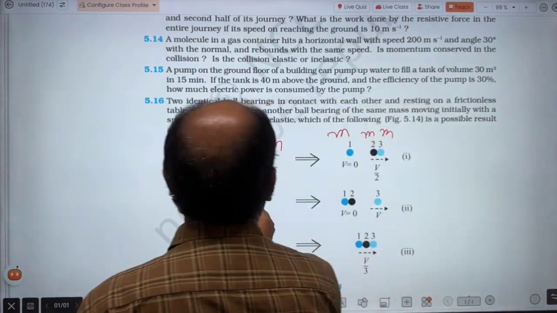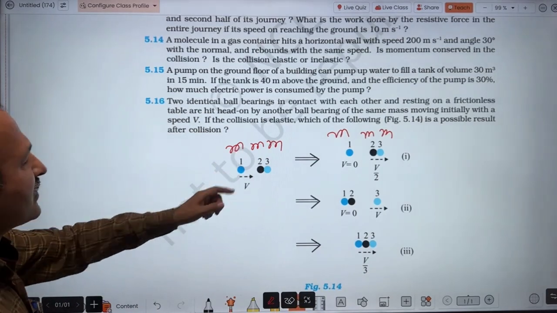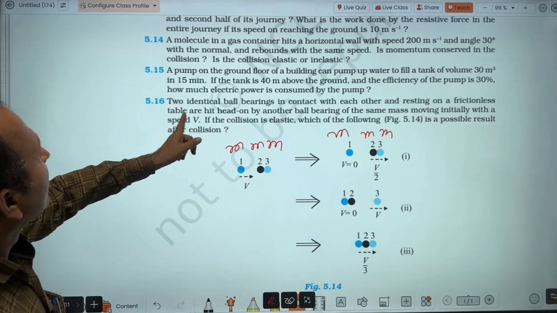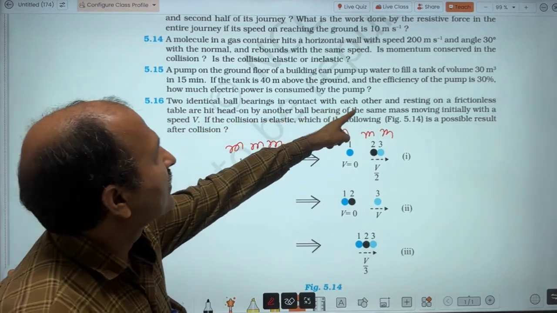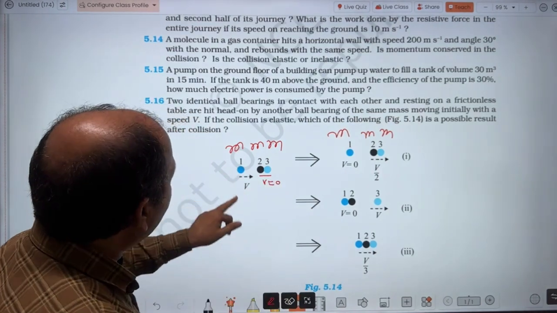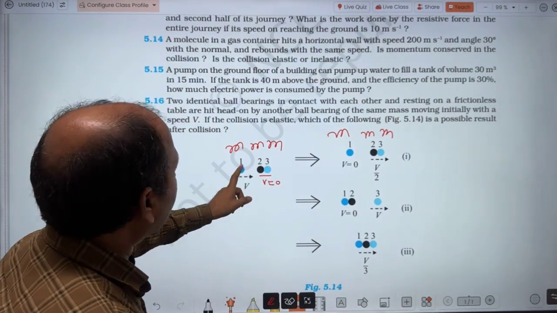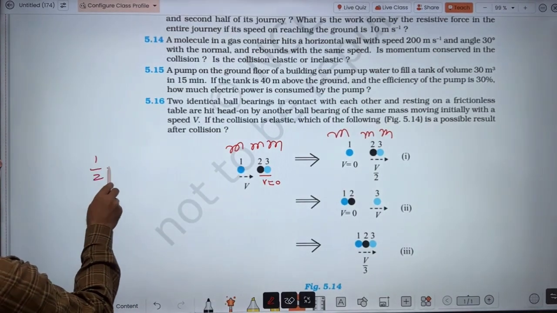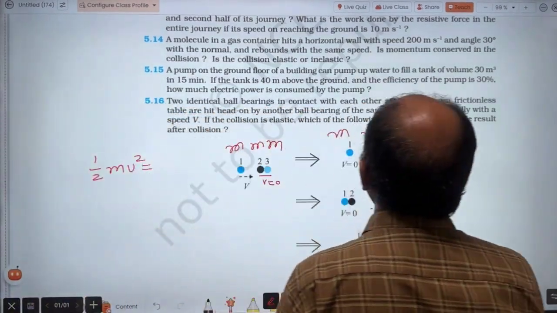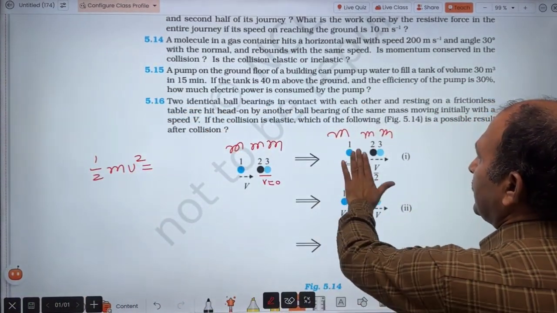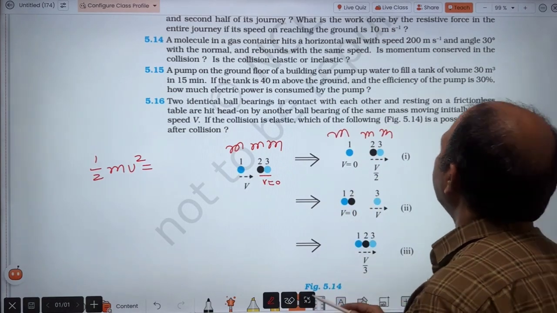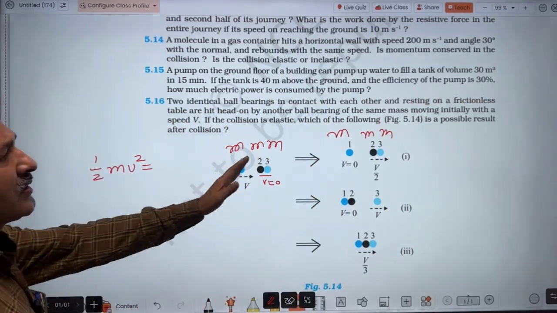So in the first case, if we consider initial kinetic energy, it's given that two identical ball bearings are in contact with each other and resting on a frictionless table. So here velocity is 0, but the third body is moving with velocity v. So initial kinetic energy is half mv square. Now what is happening here? The second body comes to rest. It means it has no kinetic energy. Now these two bodies are moving with velocity v by 2. So let's see what is the kinetic energy after collision.